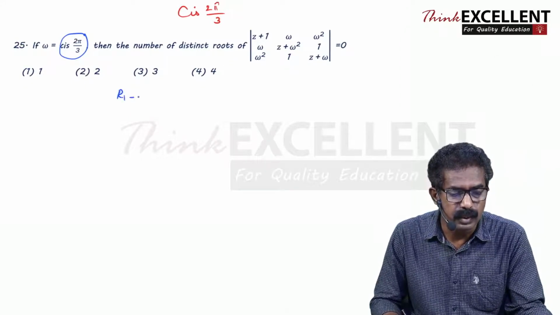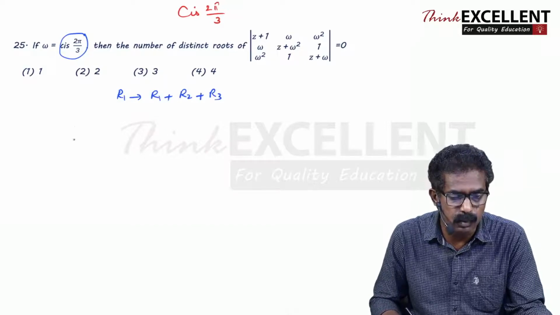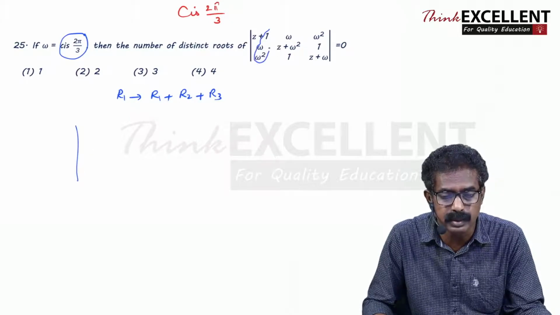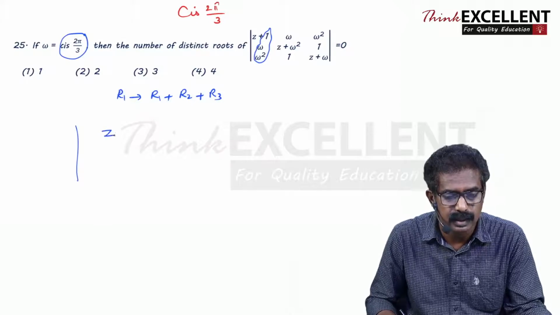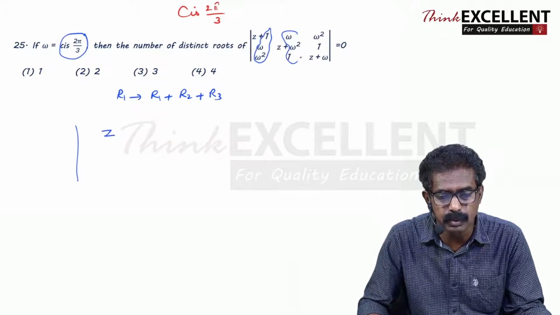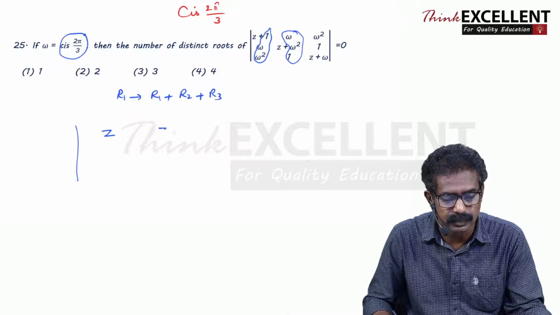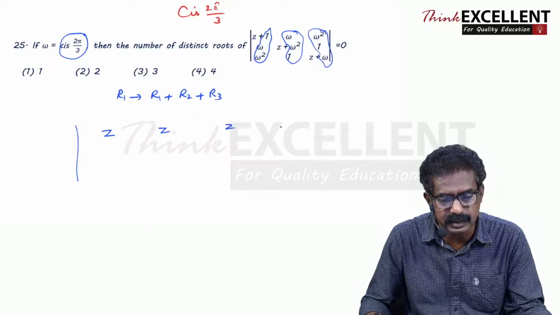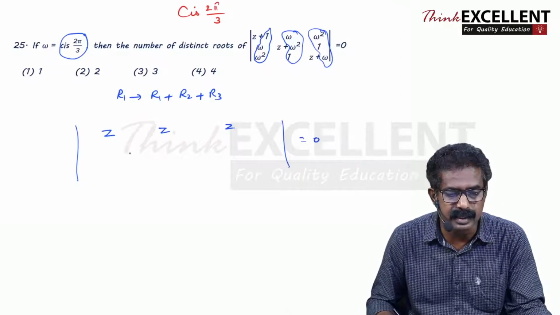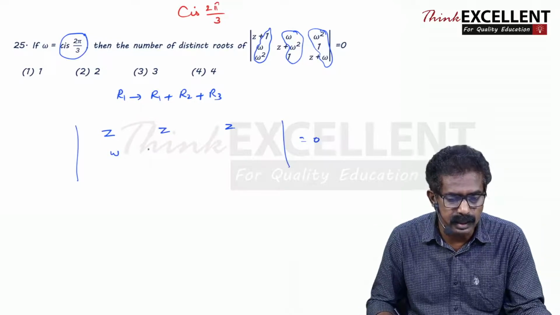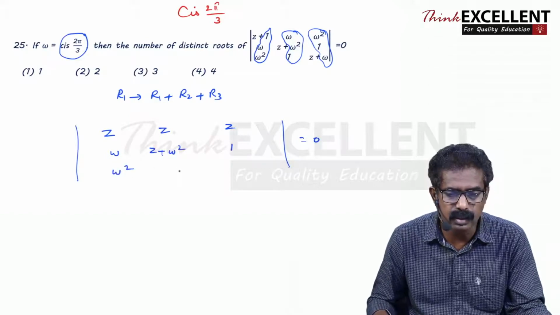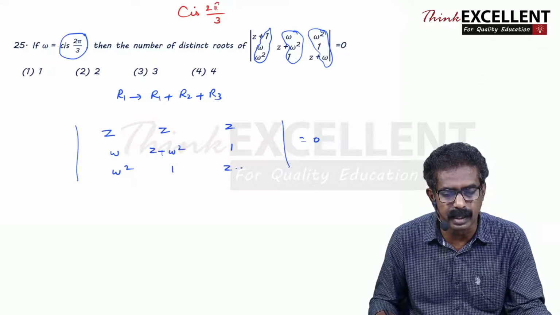For that, R1 becomes R1 plus R2 plus R3. Remember, 1 plus omega plus omega square is 0. If you add all the three, 1 plus omega plus omega square is 0, and you get only Z in each place. The remaining you write as it is: omega, Z plus omega square, 1; omega square, 1, Z plus omega.